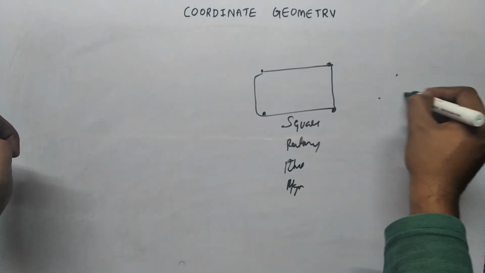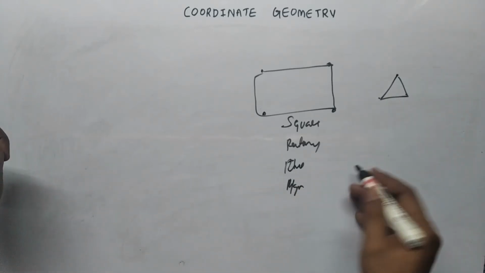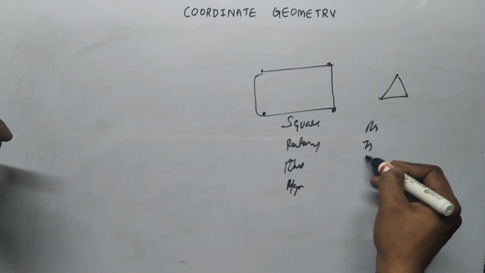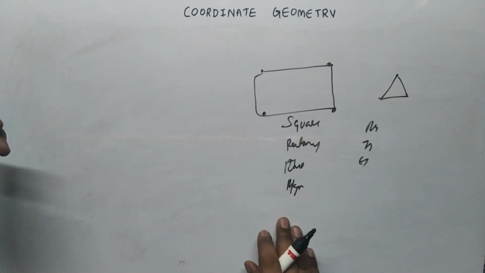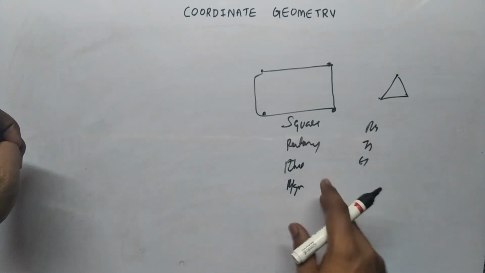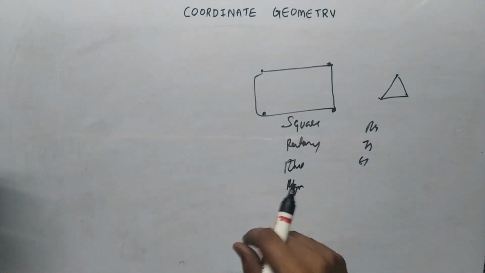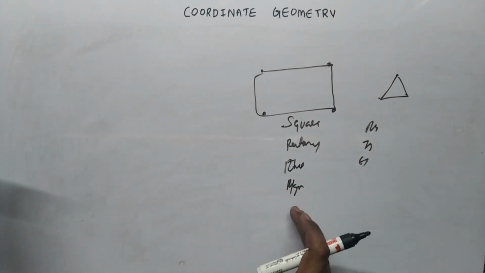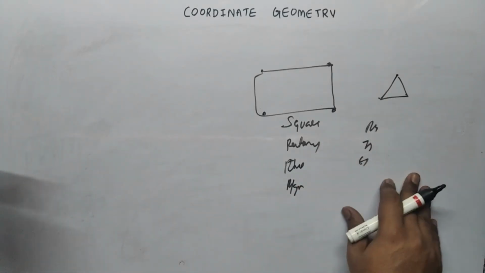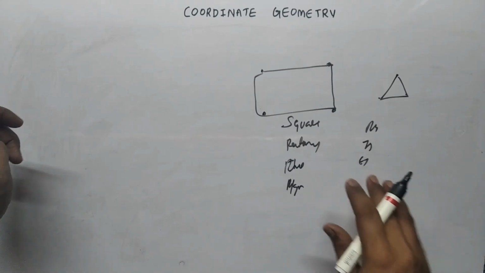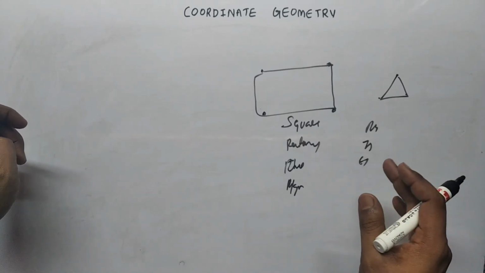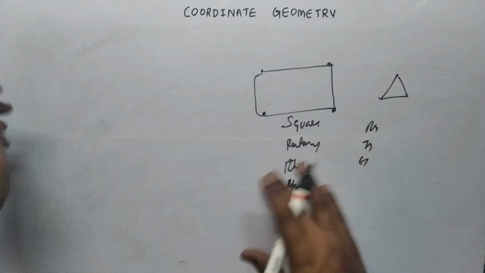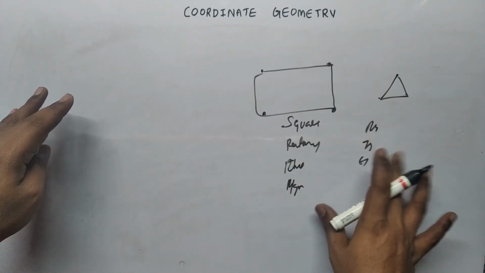If any 3 points are given, they will be asking whether these 3 points are forming a triangle, right angle triangle, isosceles triangle, or equilateral triangle. Or they may ask you to find the distance between 2 points. Tomorrow we will be discussing the properties of the square, rhombus, parallelogram, and triangle. After discussing the properties, I will tell you how to show that the given points form a rectangle, square, or some triangle.